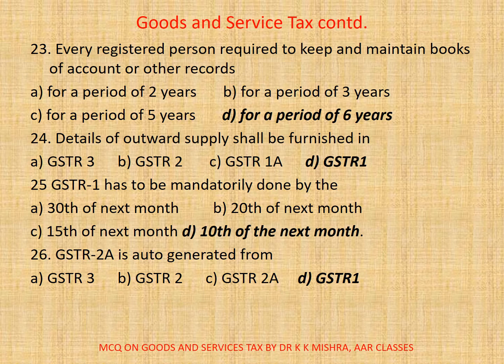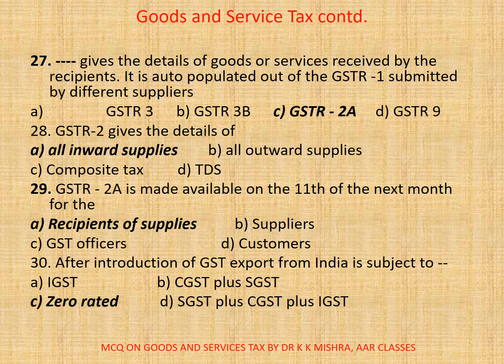GSTR 1. 27. Dash gives the details of goods or services received by the recipients. It is auto-populated out of the GSTR 1 submitted by different suppliers. A. GSTR 3, B. GSTR 3B, C. GSTR 2A, D. GSTR 9. Here correct option is C. GSTR 2A.